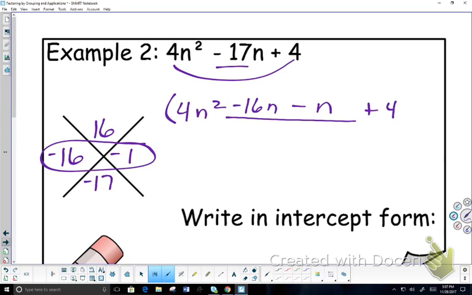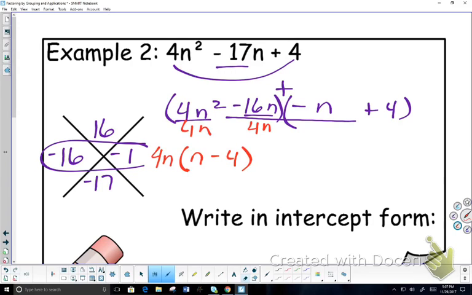I'm going to go ahead and group them, put a plus sign in between. The biggest thing these two have in common is 4n. So that means I got 4n. 4n goes into 4n squared, leaving me with an n. Oops, I forgot my n over here. I'm sorry. Let's try that again. 4n, parentheses. And then 4n goes into 16n minus 4 times because it's negative 16.